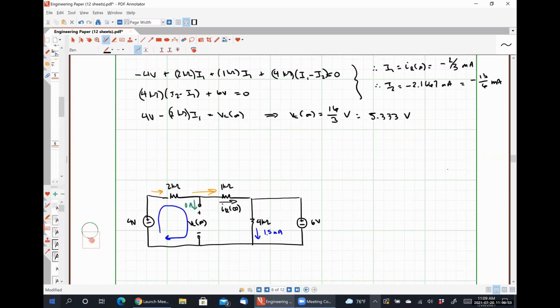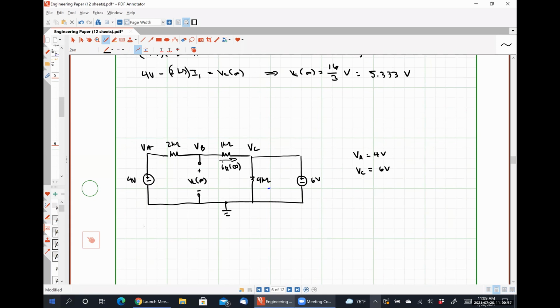So someone else suggested potentially doing nodal analysis. Let's do that too. So let's put our ground here. This will be VA, VB, and VC. VA is 4 volts. VC is 6 volts. So we can say that (VB minus VA) over 2 kilo ohms plus (VB minus VC) over 1 kilo ohm is equal to 0. That's the current flowing to the left from node B and the current flowing to the right from node B.